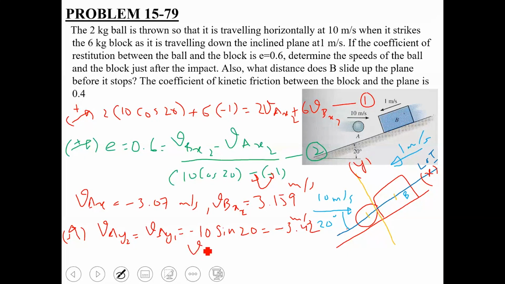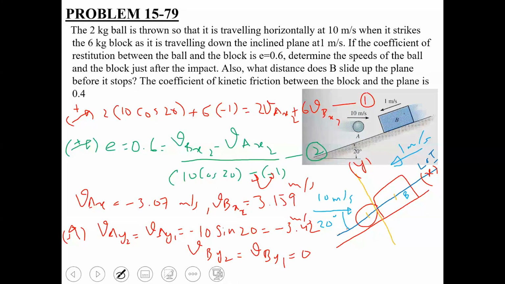What about VBY2? 0. Why 0? So no component along. That's correct. So since before collision, particle B was traveling along the line of impact, so after collision, it would travel back along the line of impact only. आपके पास particle B का जो है वो plane of contact के along कोई component नहीं आएगा.